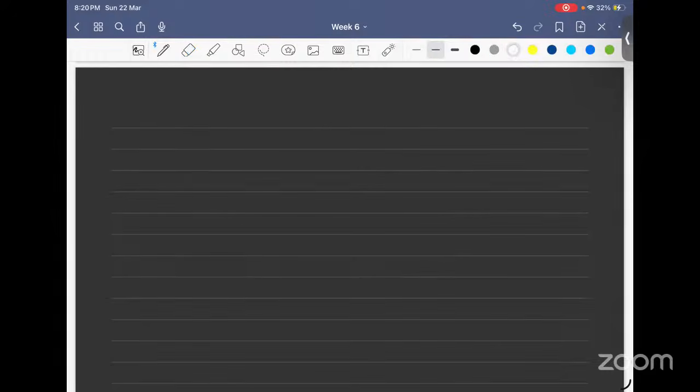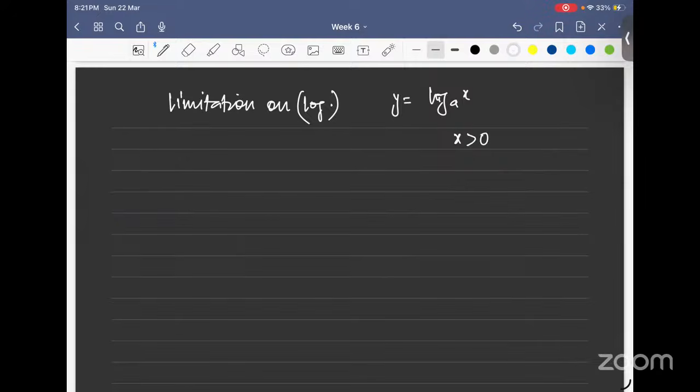So on some limitations of the log function, let's say you're writing log x base a. This is the function that you are writing. The one thing is x should be greater than 0, that's the first condition. Why should x be greater than 0? Because that is the domain. Correct, that's the domain.